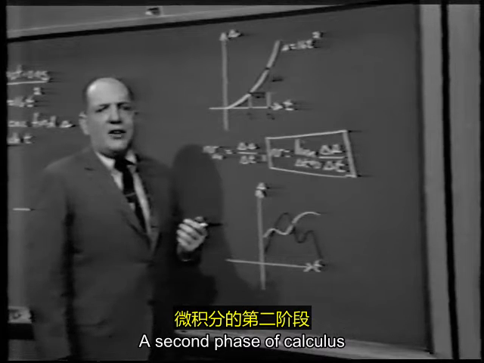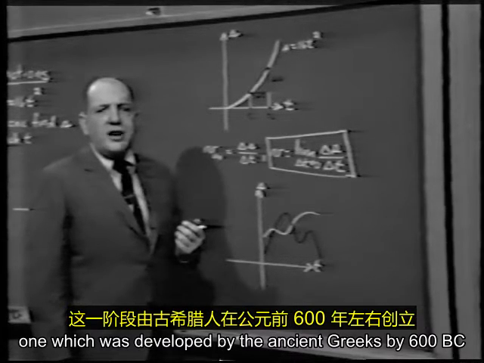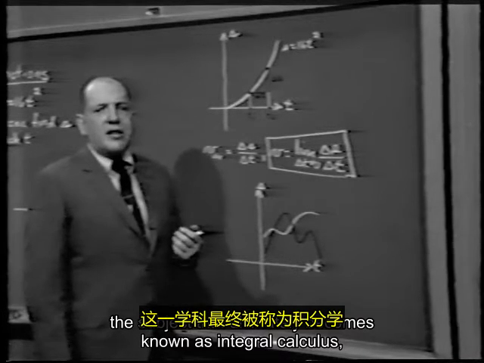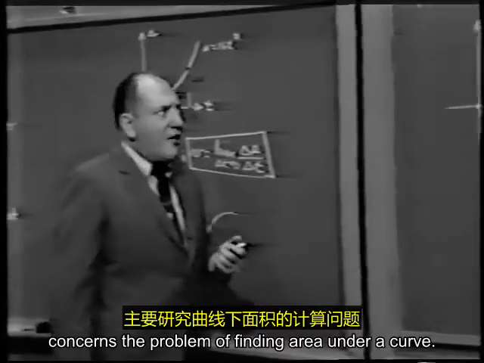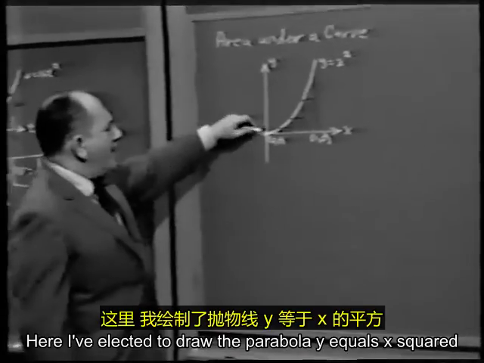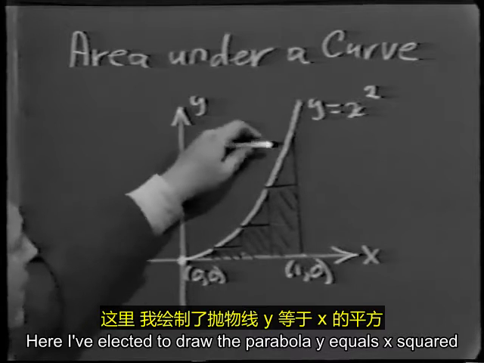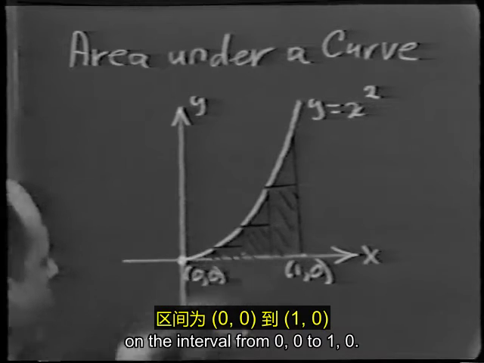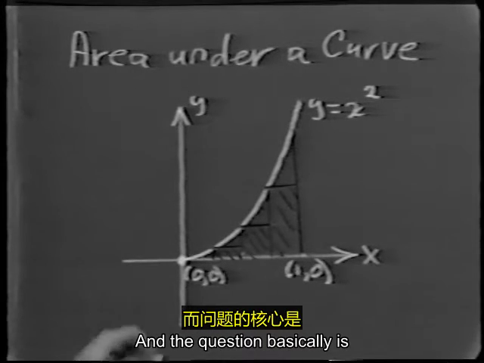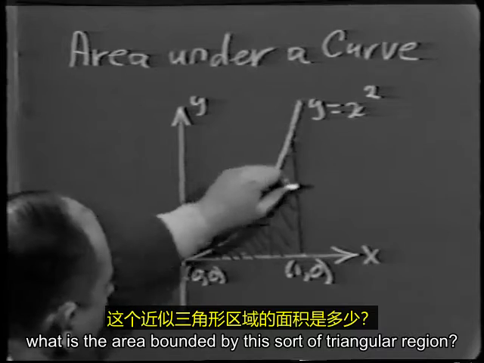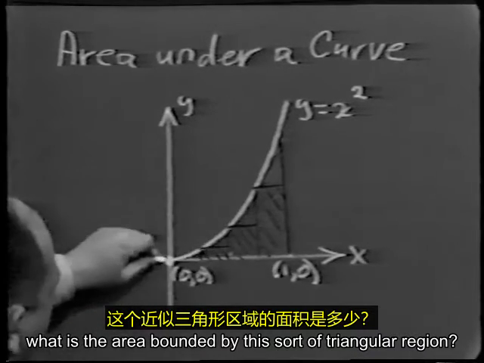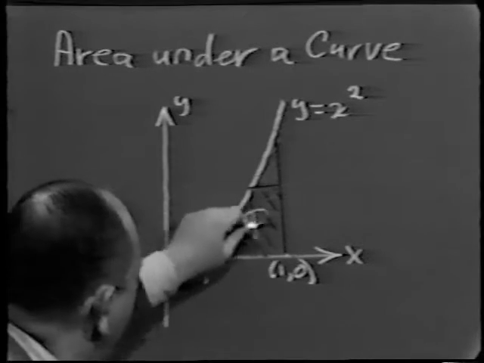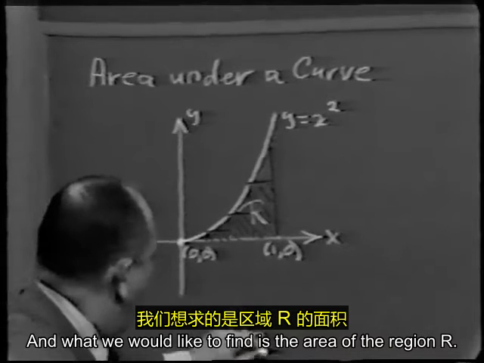A second phase of calculus, one which was developed by the ancient Greeks by 600 BC, the subject that ultimately becomes known as integral calculus, concerns the problem of finding area under a curve. Here I've elected to draw the parabola y equals x squared on the interval from 0, 0 to 1, 0. And the question basically is, what is the area bounded by this sort of triangular region? Let's call that region R. And what we would like to find is the area of the region R.